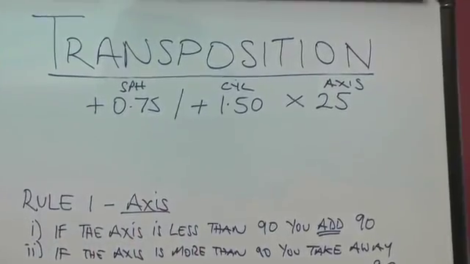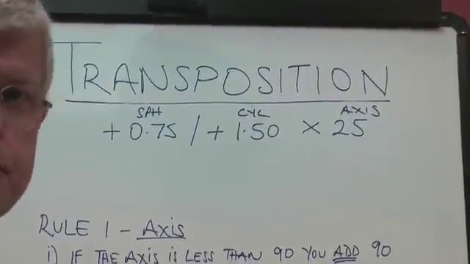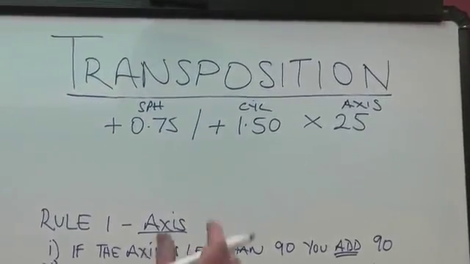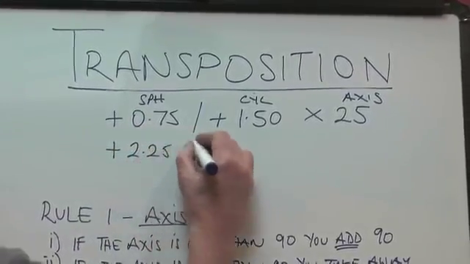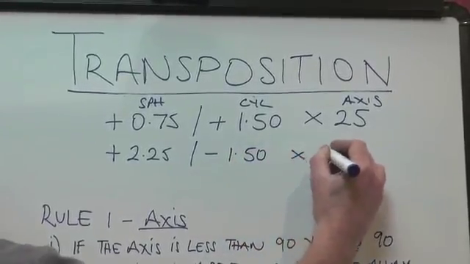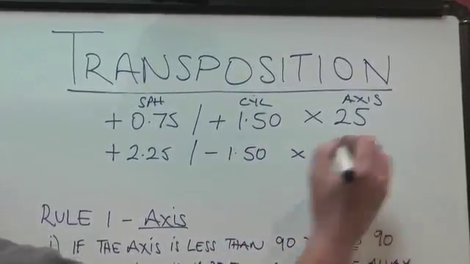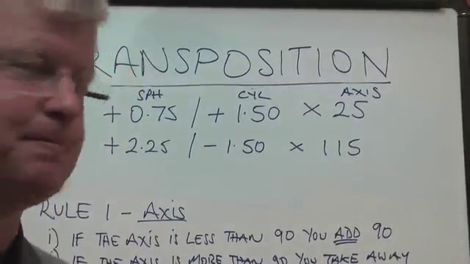Now, if you want to transpose that and write it in its other form, you'll end up with plus 2.25 minus 1.50 axis 115. And I'm going to just now explain how you do it.